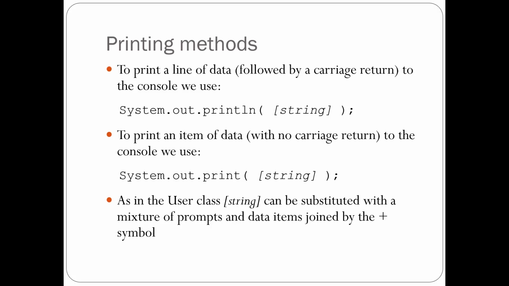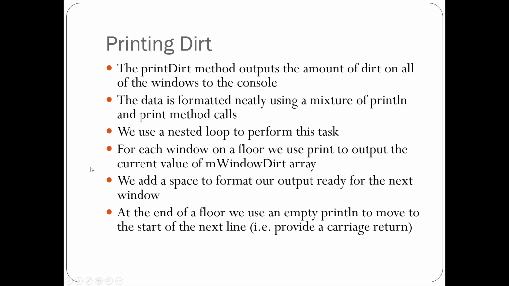We've also got one called system.out.print, which doesn't have the ln at the end of the word print, and that just outputs a line of data as a string, but it doesn't press return at the end of the line. And the rules about mixing strings and data items with the plus symbol that we use with the user class are exactly the same with system.out. So we can mix strings and data together like we did with the user class in exactly the same way.